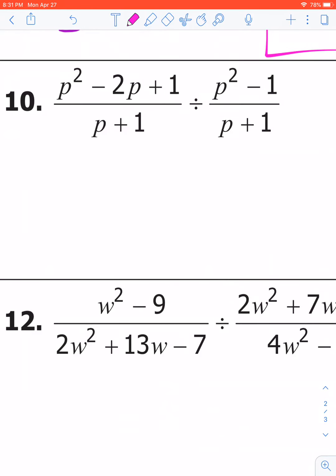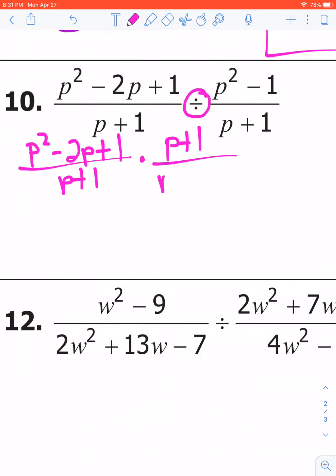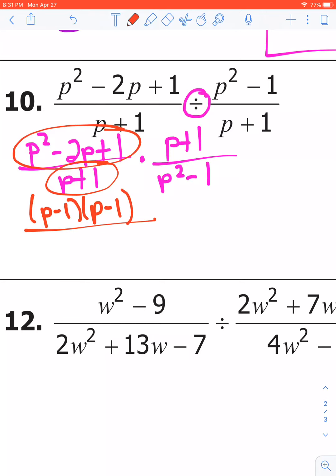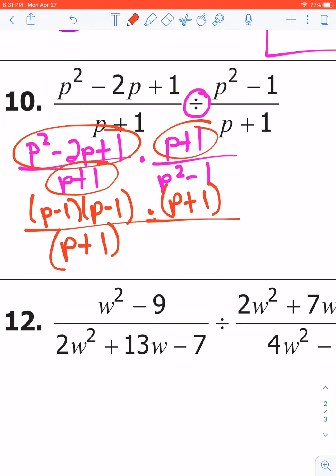All right, if I'm looking at problem 10, again, it's division. So that means the first expression, the first fraction, stays itself, but I'm going to multiply by the flip of the second. And now I proceed just like I did earlier. This numerator, we've already factored it in a previous problem. Two numbers that multiply to 1 but add to negative 2 are p minus 1 times p minus 1. P plus 1 does not factor. This p plus 1 does not factor. And p squared minus 1 is a difference of 2 squares.